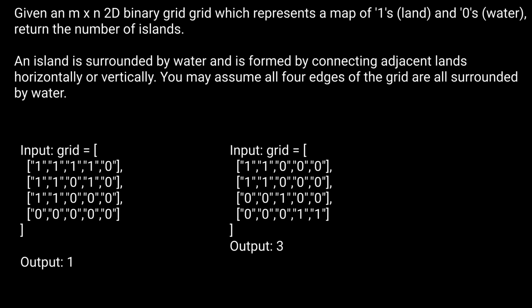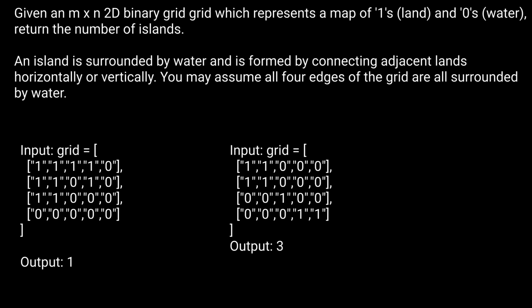Given an m by n 2D binary matrix grid, which represents a map of ones, land, and zeros, water, return the number of islands. An island is surrounded by water and is formed by connecting adjacent lands horizontally or vertically. You may assume all four edges of the grid are all surrounded by water. Cool. Now let's look at an example.